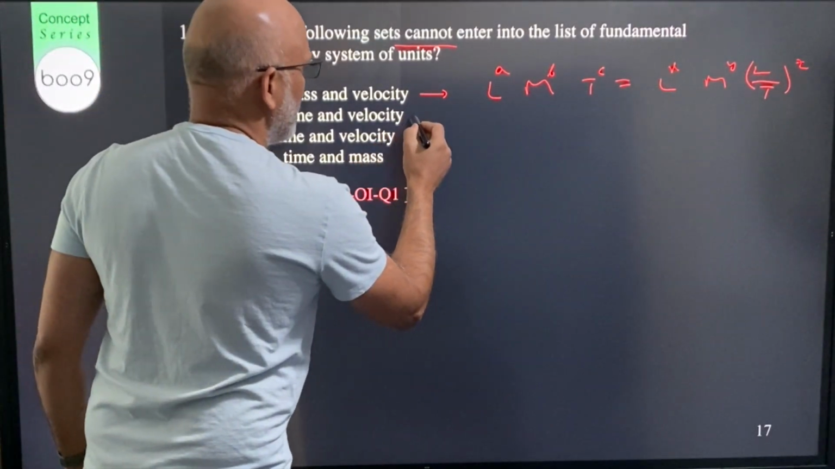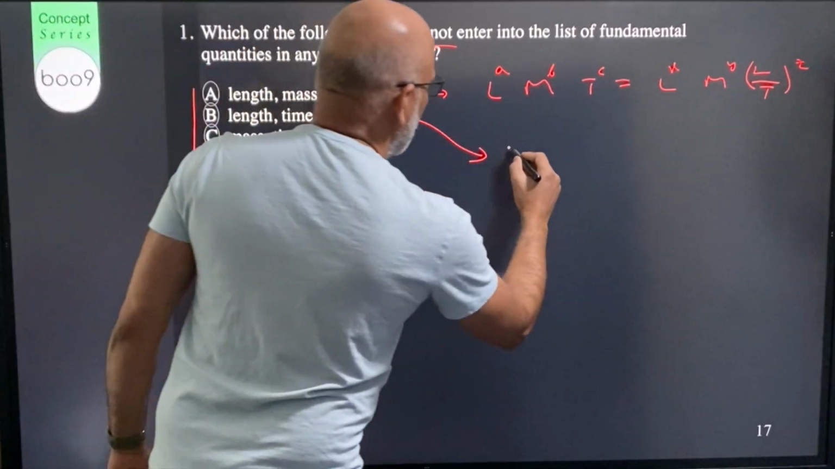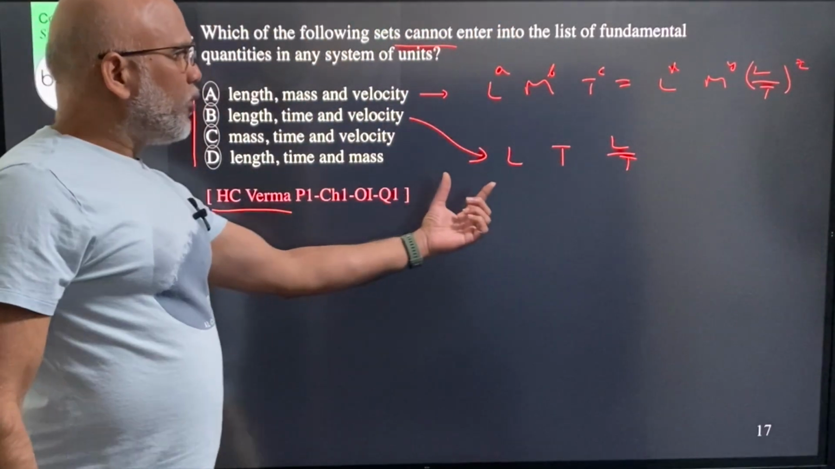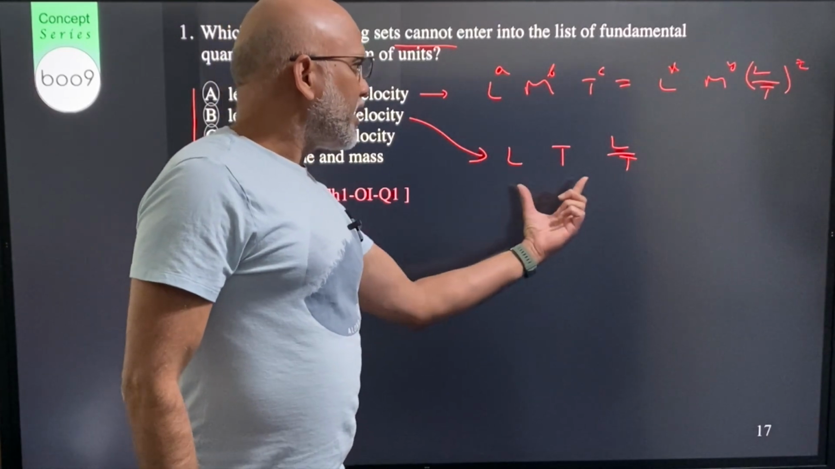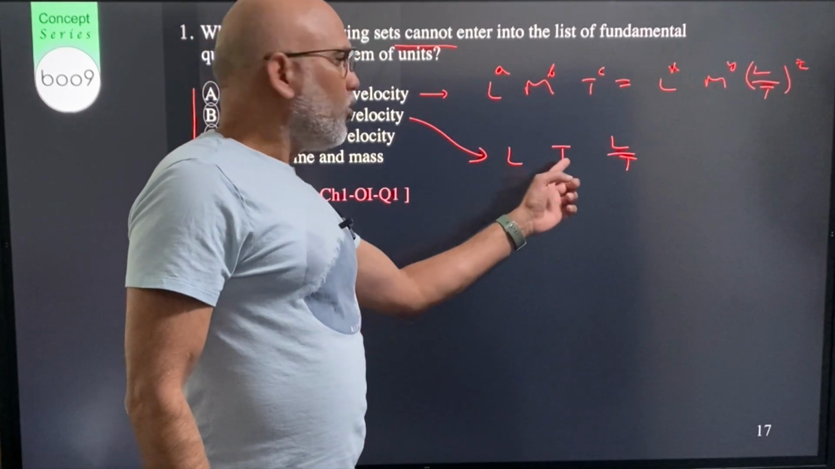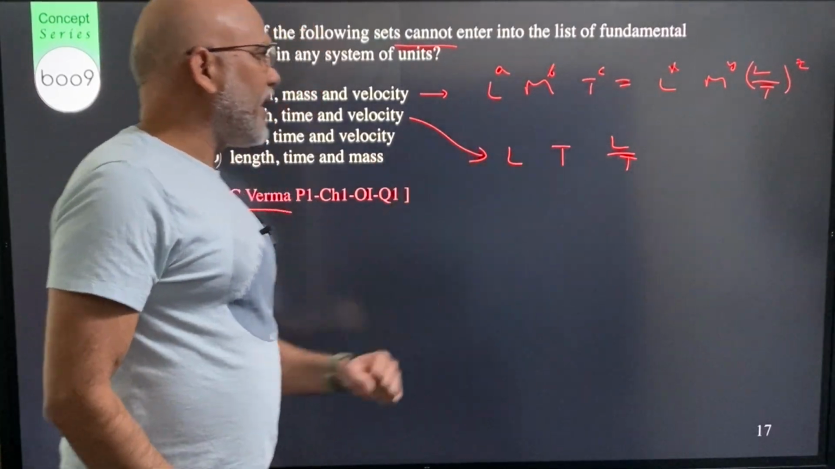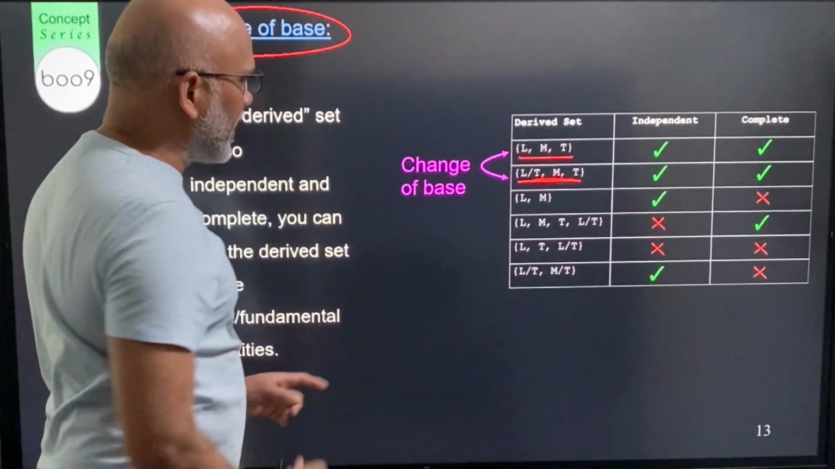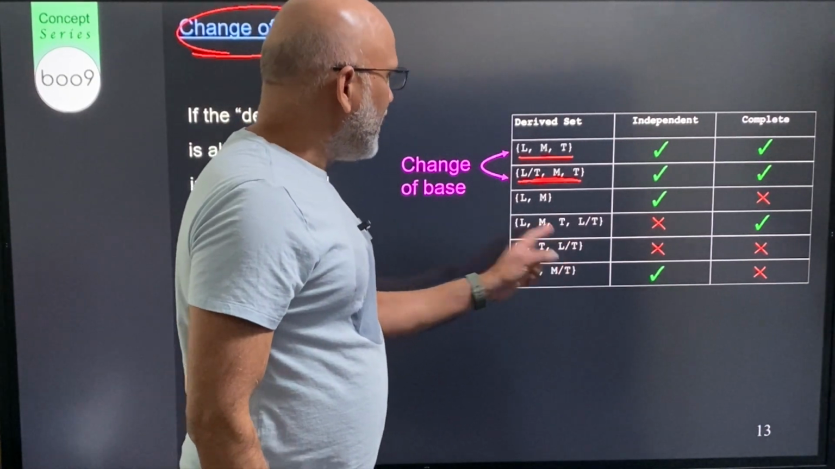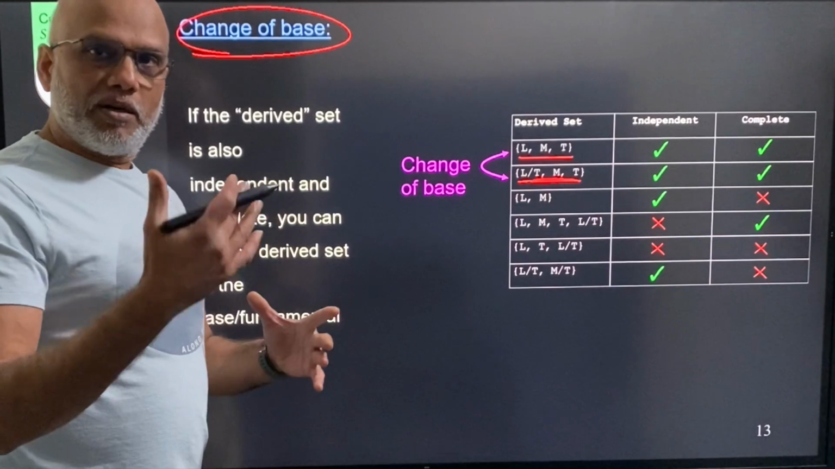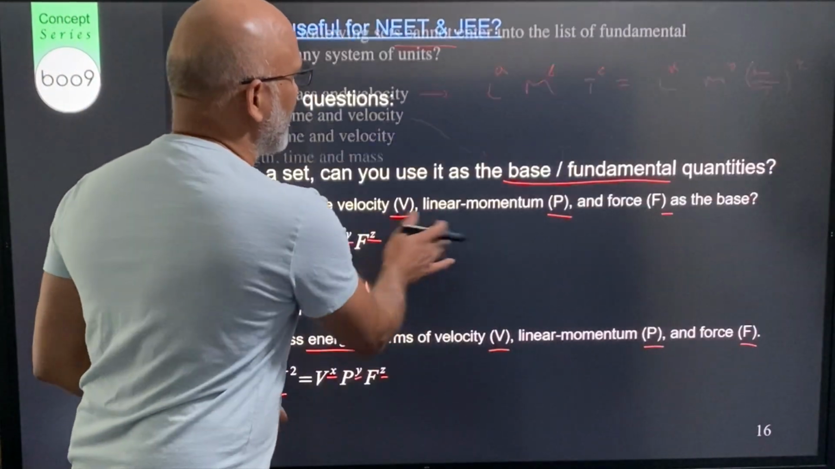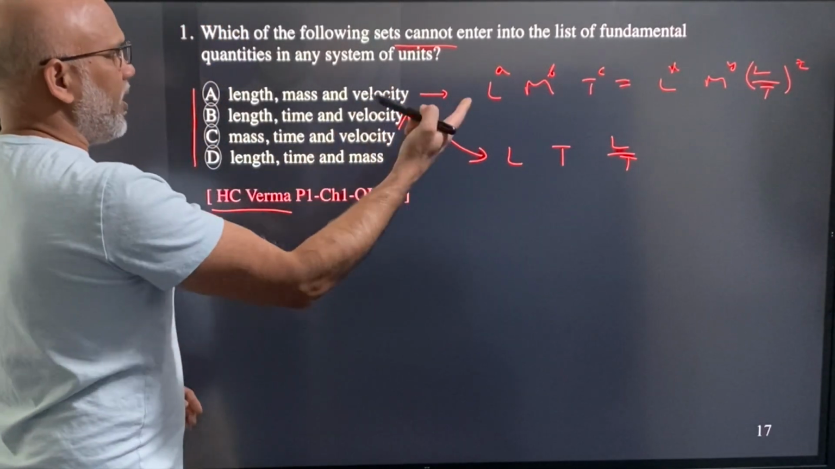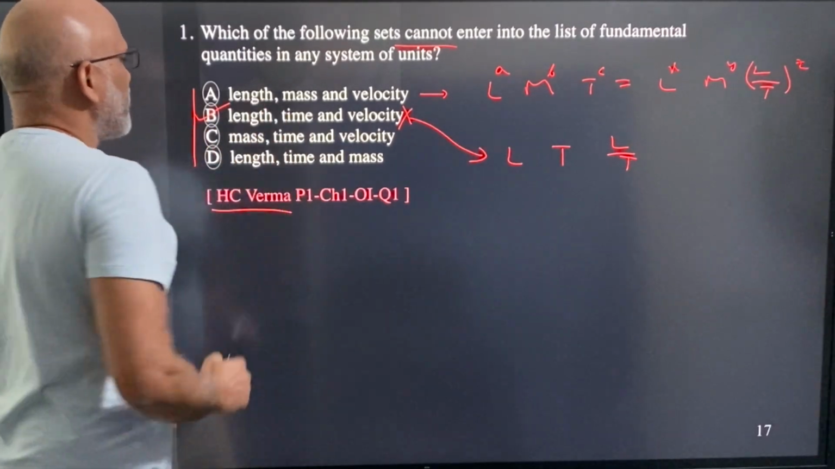If you look at this, right, length, time and velocity. Velocity is length over time. Just by looking at it, we can see that these three are dependent. For example, velocity is length over time, right? So we can already see that this is dependent, and you can also try to do it the formal way. I think in one of the previous examples we have done it already the formal way. You can just check it out, but just by looking at it, you can see that they are dependent. So this cannot enter into a list of fundamental quantities. Then B is the correct choice.